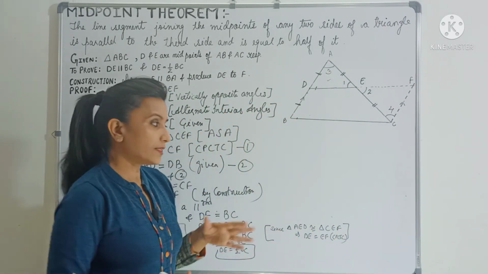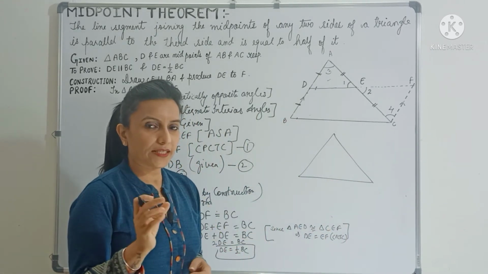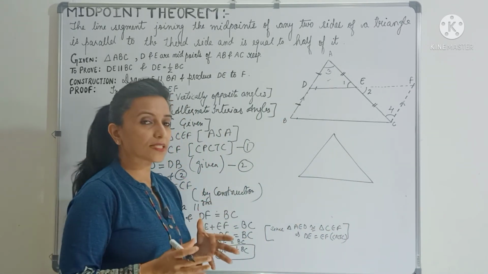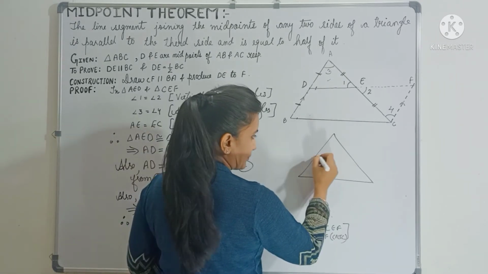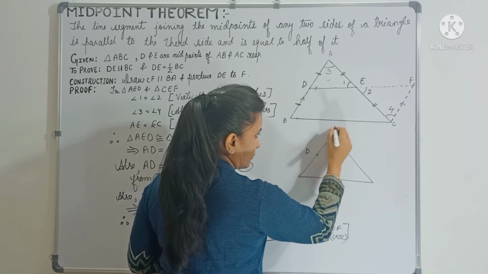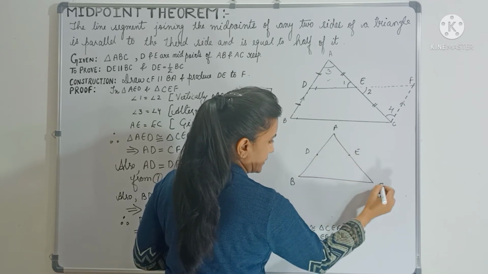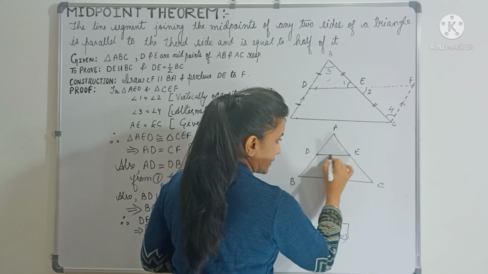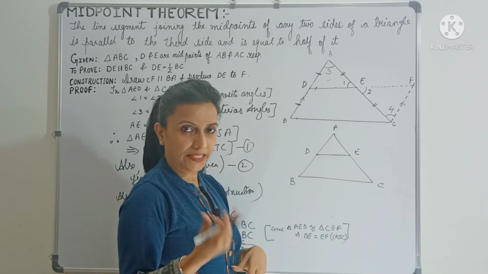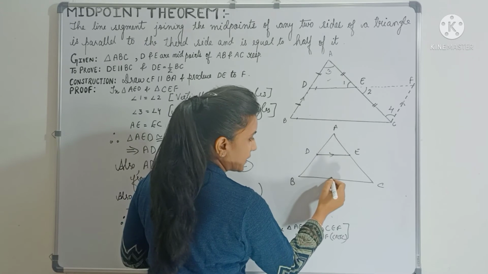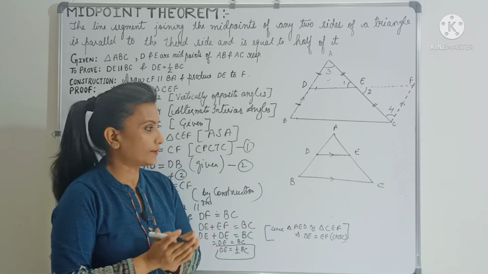The theorem says that in any triangle, if there is a line segment which joins the midpoints of any two sides of a triangle, so let's say D is the midpoint of AB and E is the midpoint of AC, so this is the line segment joining the midpoints of AB and AC, then DE will be parallel to BC and DE will be equal to half of BC, right? So this is your midpoint theorem.